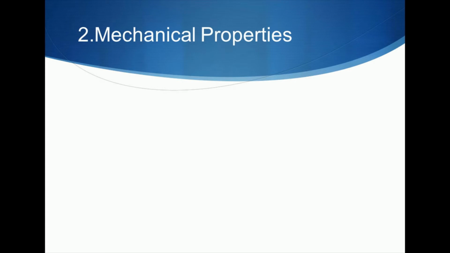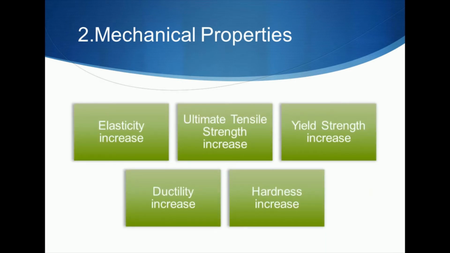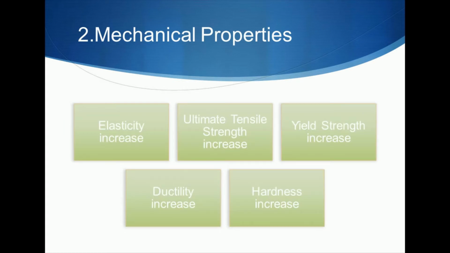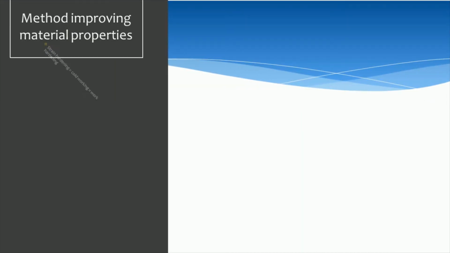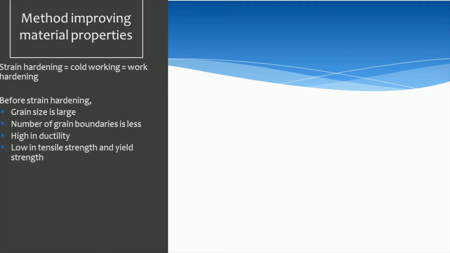So the mechanical properties will increase, for example, elasticity, tensile strength, yield strength, and ductility. These mechanical properties all increase. The second method of improving material properties is strength hardening. Strength hardening has the same meaning as cold work or work hardening. Cold work is one of the most important processes that improve the strength of the alloy.